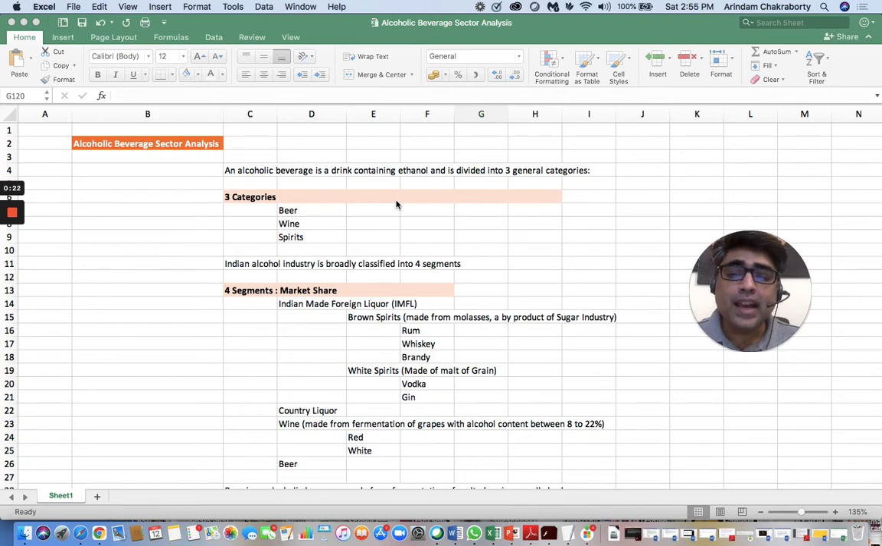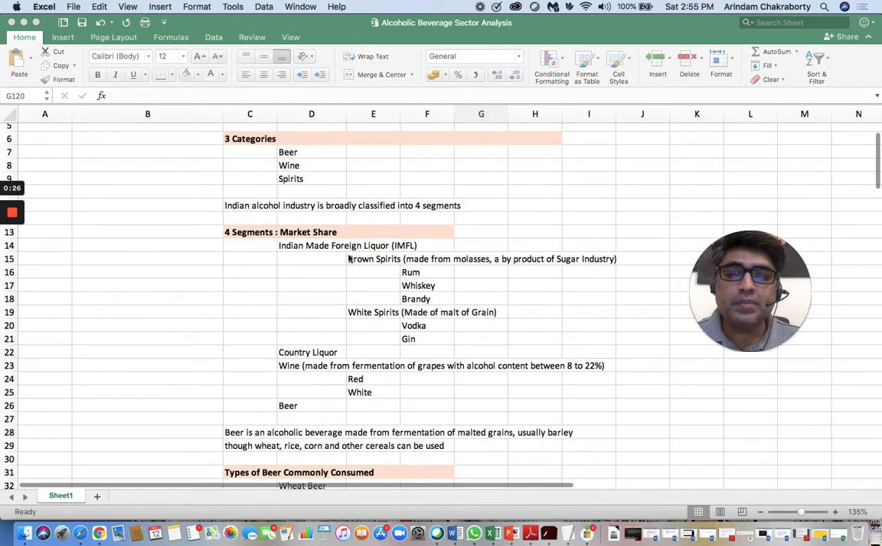Now, the Indian alcohol industry can be classified under four different segments. The first one is Indian made foreign liquor, also known as IMFL. There are two classifications under this: brown spirits and white spirits. Brown spirits are made from molasses, a byproduct of the sugar industry, and include rum, whiskey, and brandy, whereas white spirits are made of malt or grain, and vodka and gin fall under this segment.